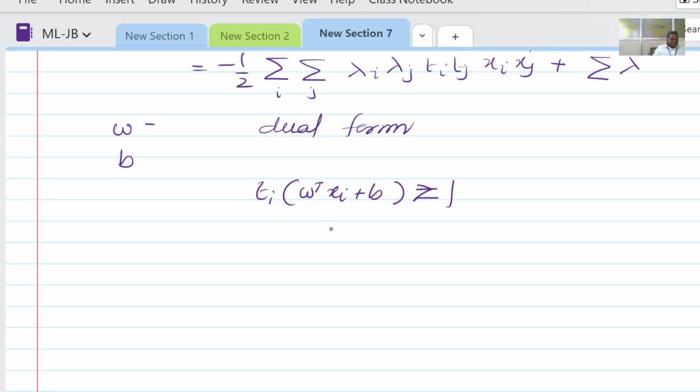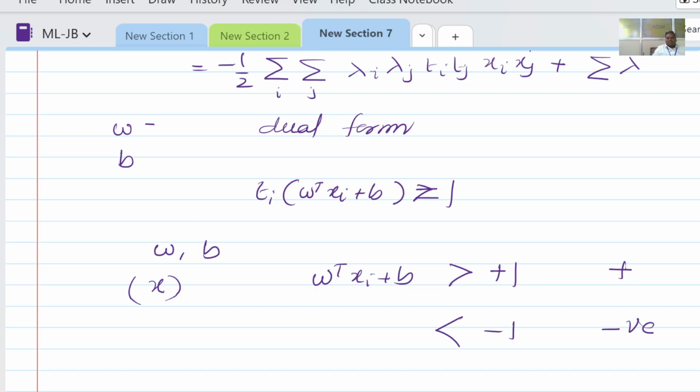From this we can calculate B, and after finding W and B, suppose you are given a point X, then we will calculate W transpose into x plus B. If this value is greater than plus 1, we will categorize it as the positive category, and if this value is minus 1, we will categorize it as the negative category. This is the mathematical solution for the SVM.